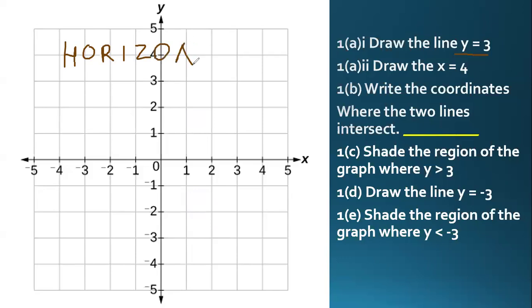You almost got me. You said X the first time. Yeah. It's a horizontal line.